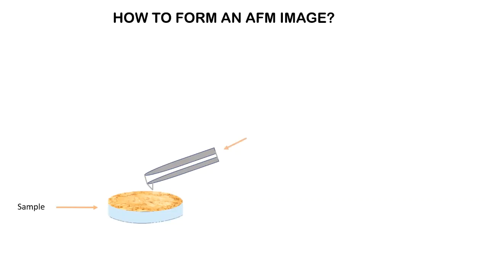Hi, my name is Valeria and I will talk about how to form an AFM image. We need a sample with roughness on its surface. To measure this roughness, we use a tip that is placed close to the surface. We use a piezoelectric system called a cantilever.